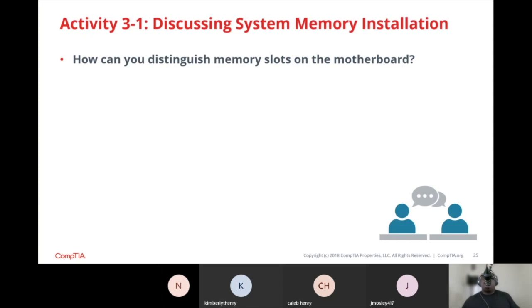How can you distinguish memory slots on a motherboard? Why do they look different? Like, what do they look like? The connections, pin slots. A little bit simpler than that. The grouping of the pins. They have plastic clips at both ends.